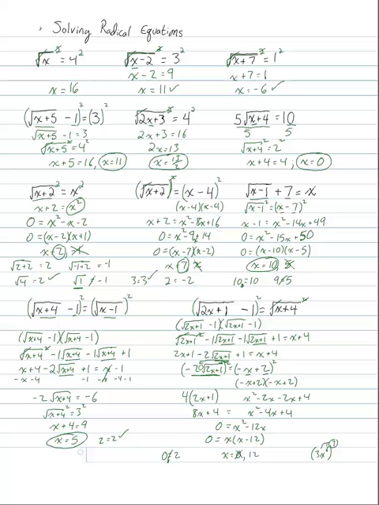I'm going to try it again with 12. If I do 12, I'll get 2 times 12 is 24, plus 1 is 25, so square root of 25 is 5, minus 1 is 4. If I put it on the other side, 12 plus 4 is 16, square root of 16 is 4. So 12 does work. 12 is my only answer.